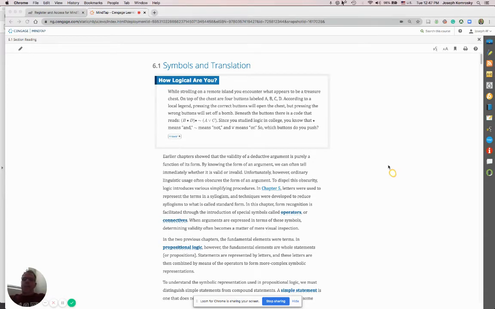We are now in Chapter 6, Propositional Logic. Today we're going to be covering a mini lecture on 6.1, Symbols and Translation. If you're following along and you're not in my class, we're using Hurley's 13th edition, his Introduction to Logic. If you're following along in my class, I'm going to set you up for either working through the book or MindTap, doesn't matter which one.